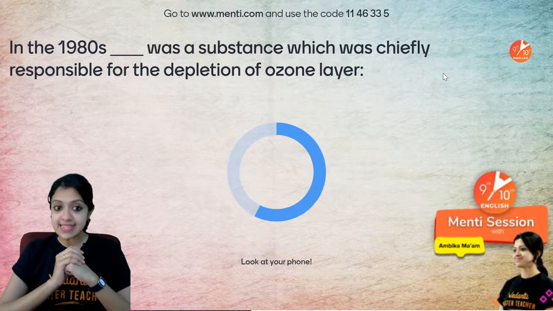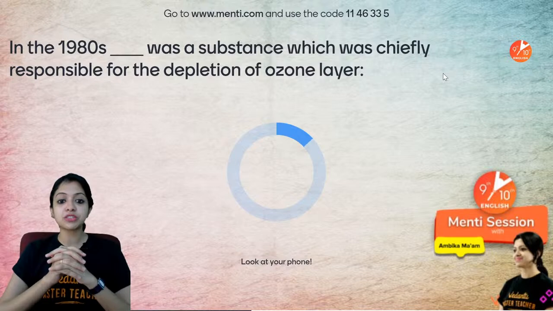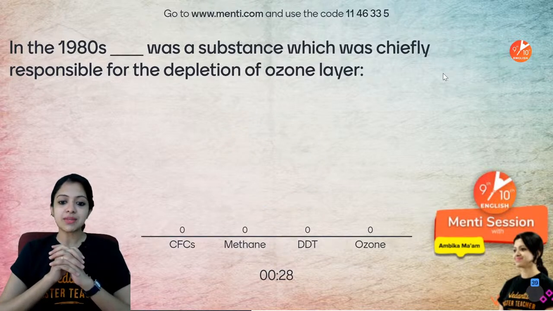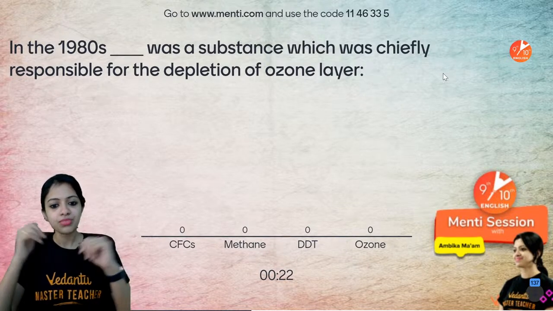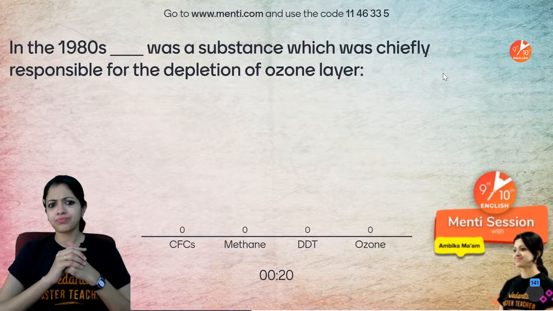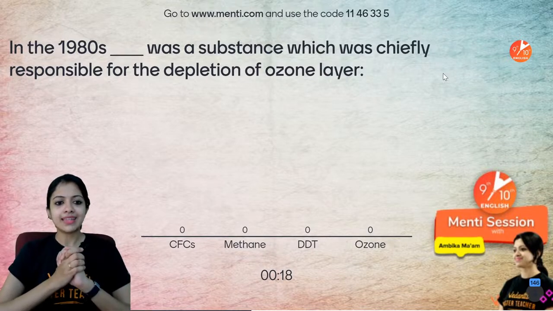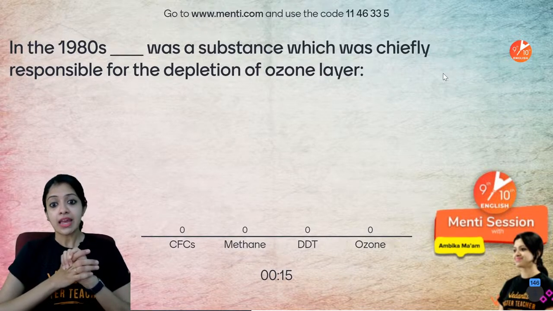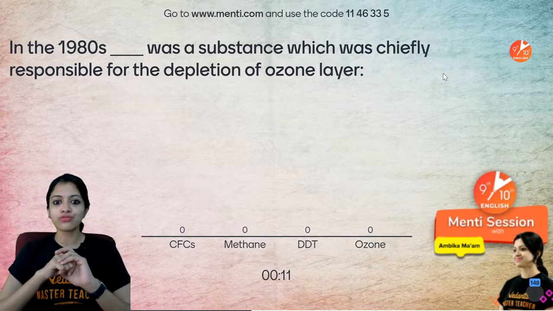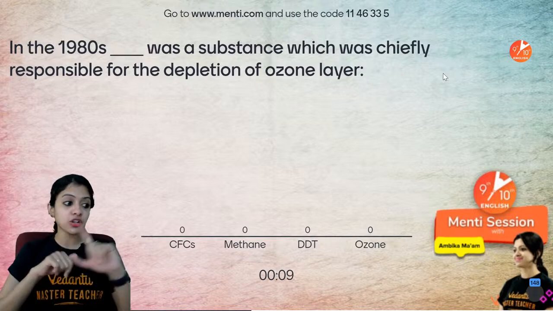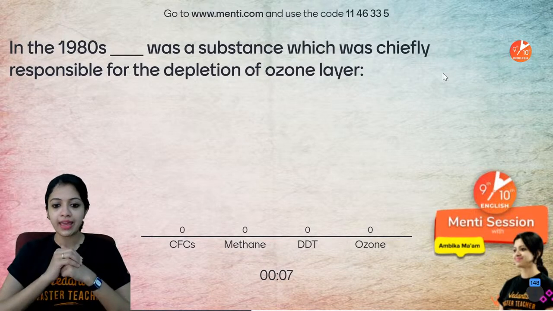In the 1980s, dash was a substance which was chiefly responsible for the depletion of ozone layer. CFCs, methane, DDT, ozone. What do you think could be the answer? Yes. In the 1980s, dash was a substance which was chiefly responsible for the depletion of ozone layer.